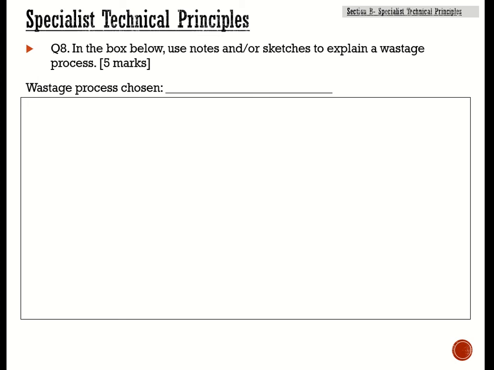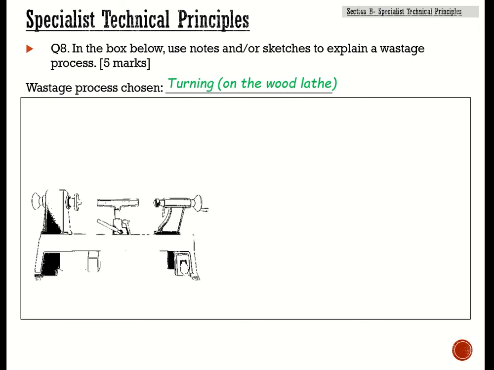Section B also has questions where you have to sketch and describe a process. In this example, it wants you to sketch or explain a wastage process. You're going to have to name one. So if I give you an example, for example, of turning on the wood lathe, if I were you, I would just do one simple sketch, okay, because it's going to save you time.